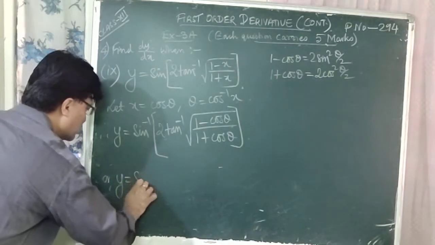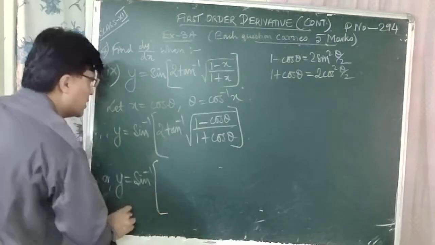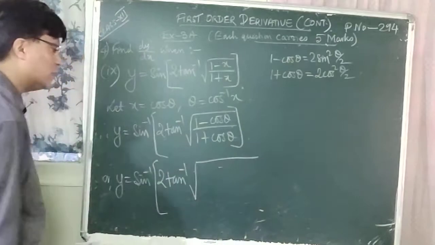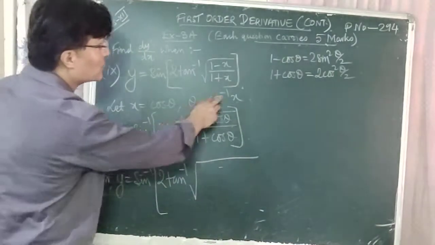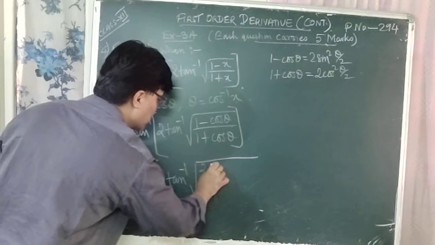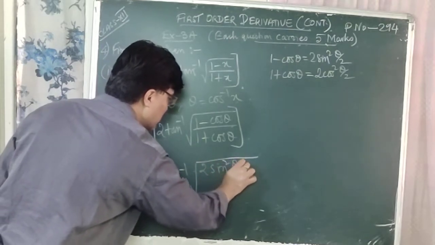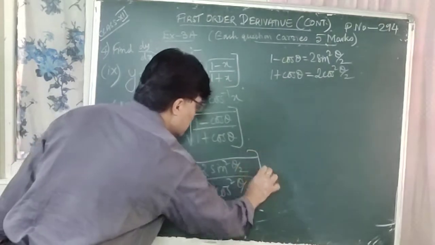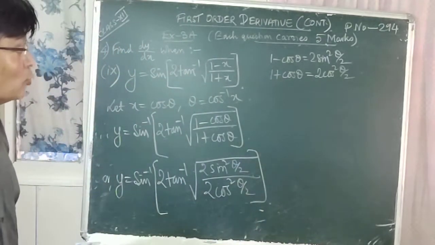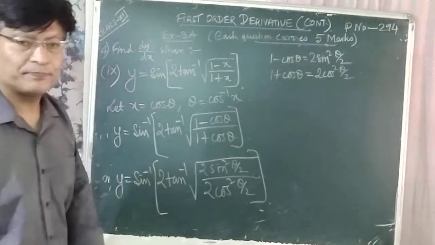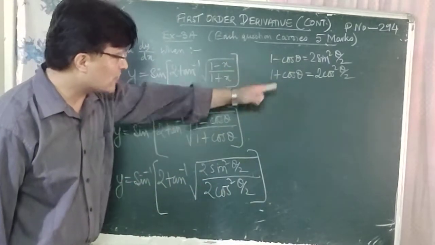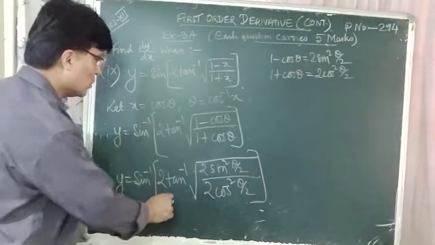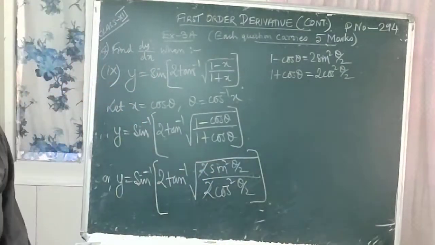Or y is equal to sine inverse within third bracket, 2 tan inverse within square root. What is the 1 minus cos theta formula? It is 2 sin square theta by 2, divided by 1 plus cos theta, which is 2 cos square theta by 2. We have put this formula out here. 1 minus cos theta is 2 sin square theta by 2, and 1 plus cos theta is 2 cos square theta by 2. So here you can cancel these 2s.